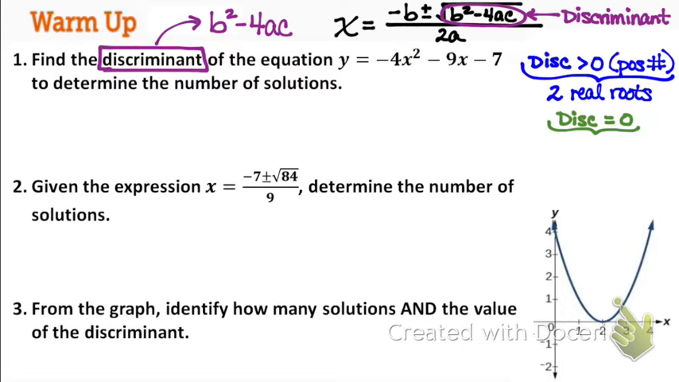What is 5 plus 0? 5. What is 5 minus 0? Still 5. So if I add 0, if I subtract 0, do I actually get 2 different things? No. So how many roots would I have then? Just 1. Would it be real or imaginary? Real.